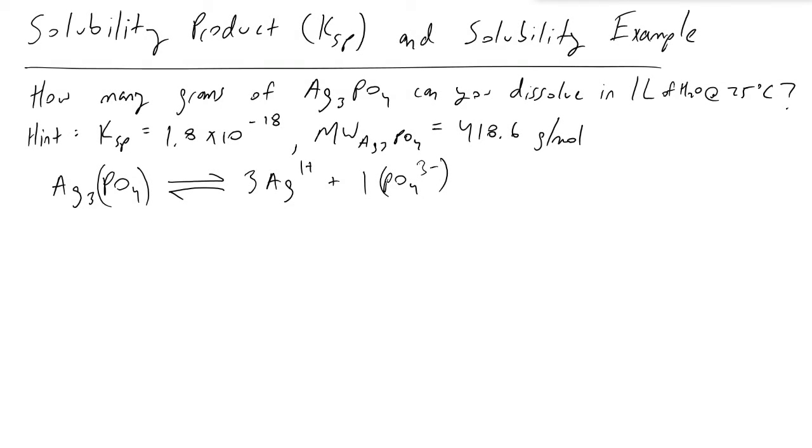In this video, I'm going to be working through how we can determine how many grams of a particular solute we can dissolve in water using the solubility product constant, KSP. And in this example, we're going to be looking at silver phosphate.